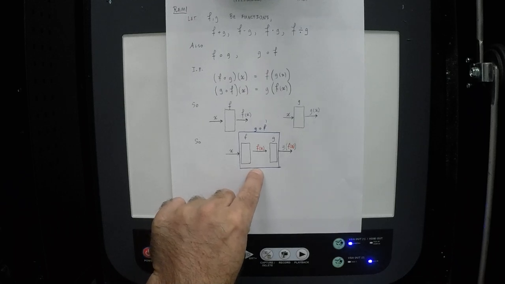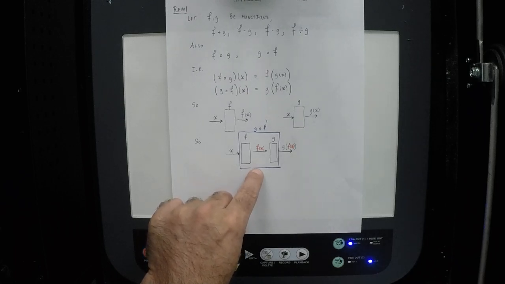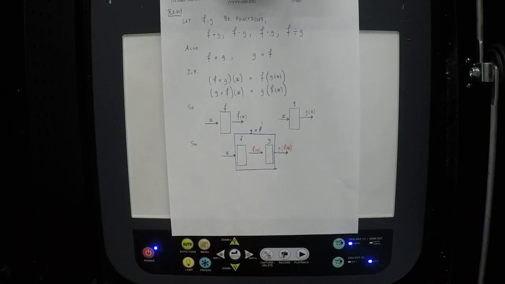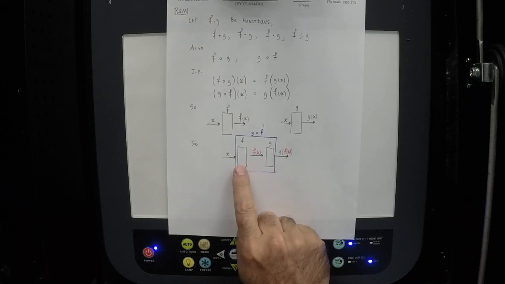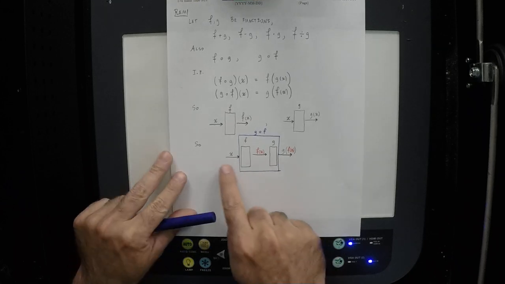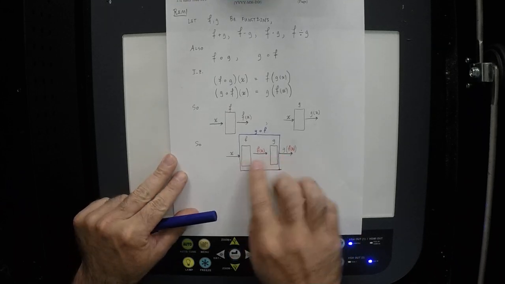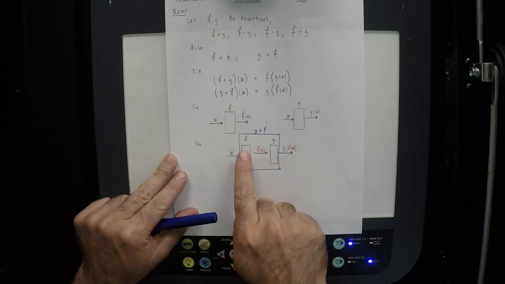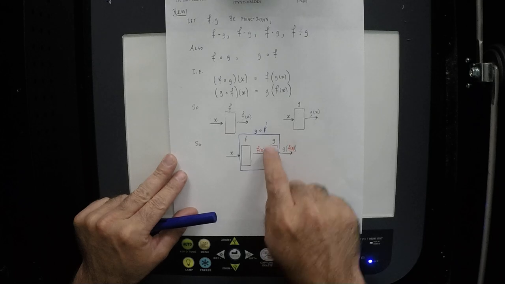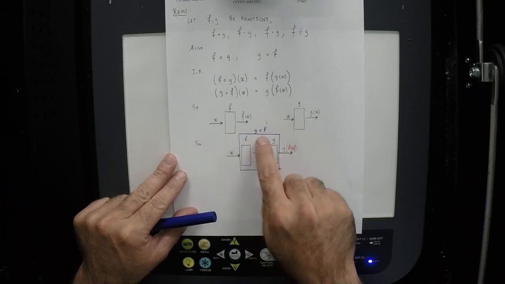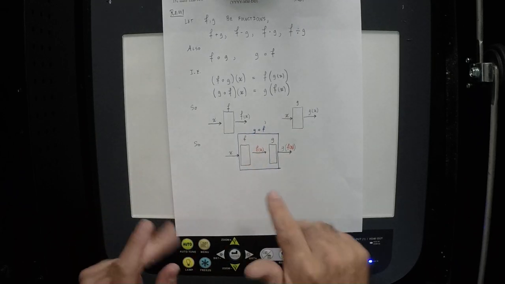Now, why is it G circ F and not F circ G? Alternatively, you could ask, who gets the X first? F gets it first. So now when you're drawing these, at least in the style that I'm drawing it, you read them left to right, first F and then G. But when you're writing it in notation, it's read right to left, first F, then G. So this one is G circ F.